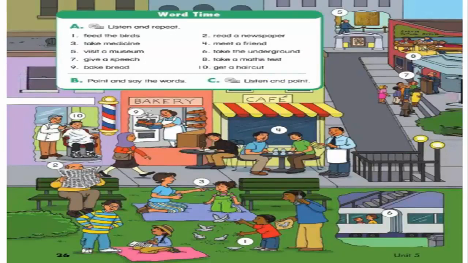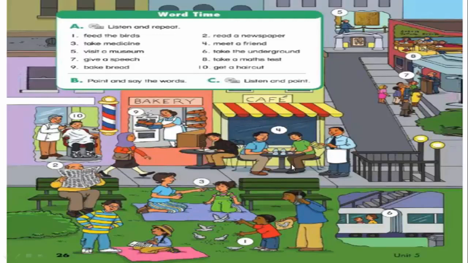Number one, feed the birds. Where is number one? That's him. That's the boy. Feed the birds. Read a newspaper. That's number two. He's reading a newspaper. Very good. Number three, take medicine. That's the girl. She takes medicine. Four, meet a friend.